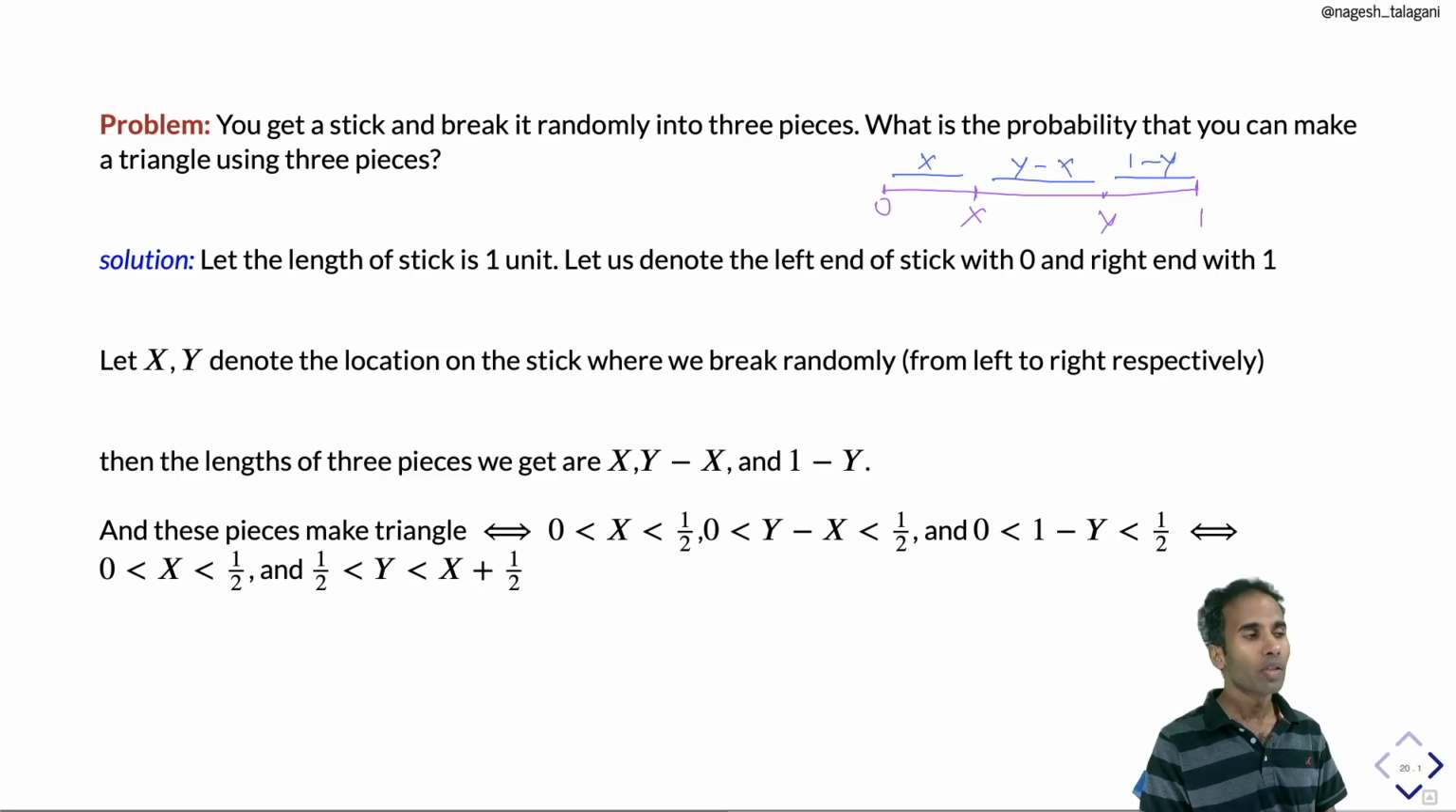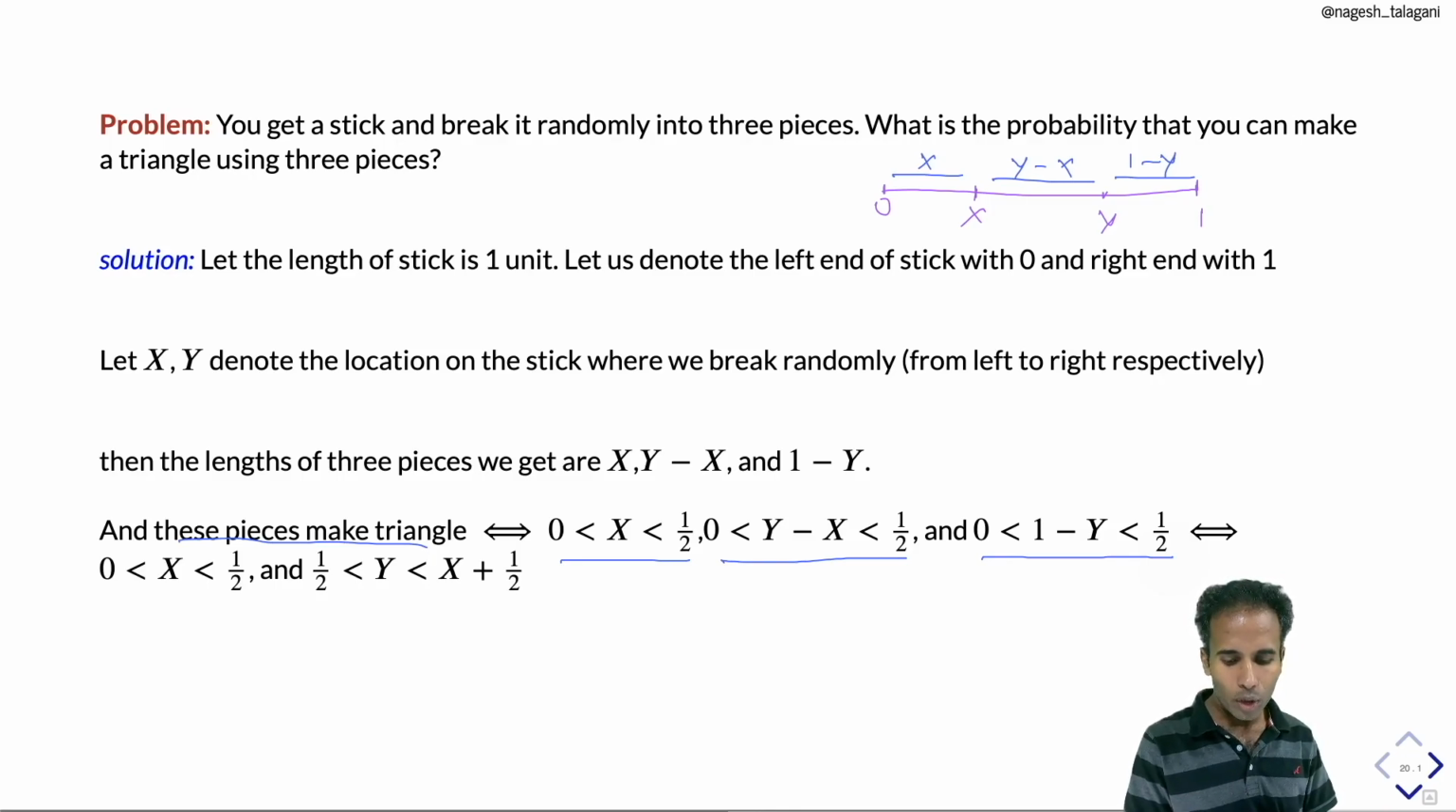Okay. So these pieces make a triangle if and only if 0 less than x less than 1 by 2, 0 less than y minus x less than 1 by 2, and 0 less than 1 minus y less than 1 by 2. Okay, this is equivalent to the following, and 0 less than x less than 1 by 2.